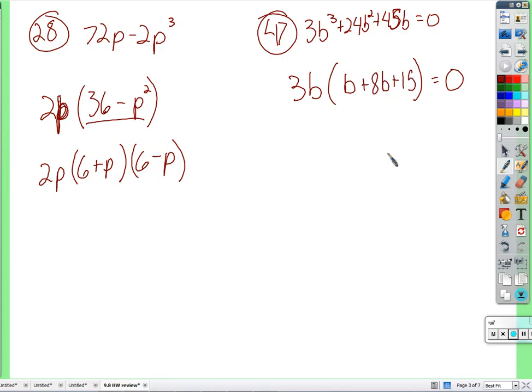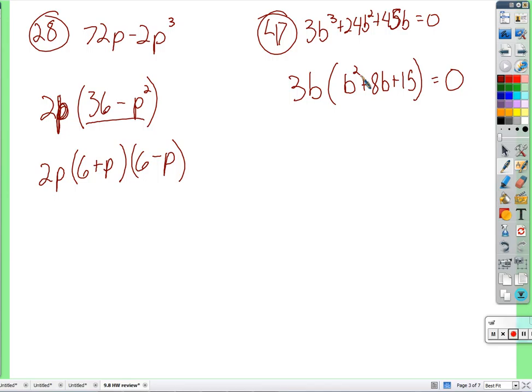Do you agree with that? Why not? If I distribute this 3B to this B, what will I get? 3B squared. What am I supposed to get? 3B cubed. Put it to the second. Okay, next.